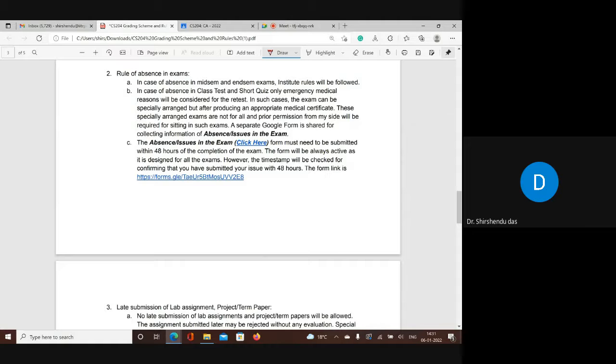In class tests and short quizzes, if you are absent or if you missed a particular exam, then only in case of medical emergency I will consider you for a retest. If you request a retest because you missed this quiz or this test, you have to show me a medical proof that you had a medical emergency and that's why you missed it. Only that request will be considered, other requests will not be considered.